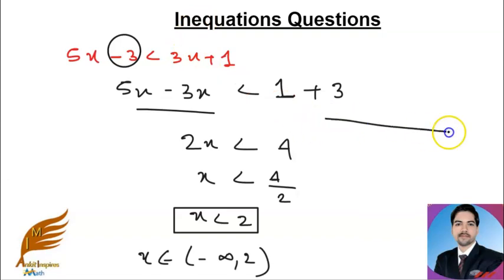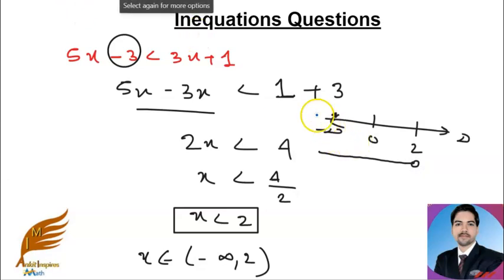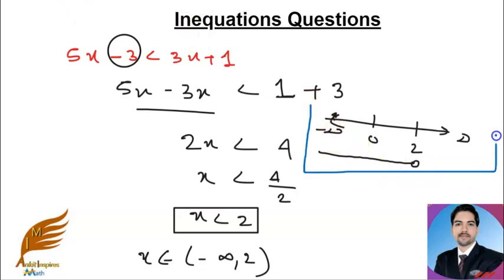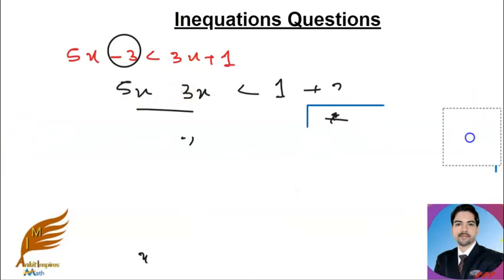If you want to draw on a number line, you can draw. This is minus infinity, this is plus infinity, 0, this is 2. So minus infinity to 2. You can draw in this way also. So this is on the number line, or you can say the real line. Understood? Very easy, things are very easy.